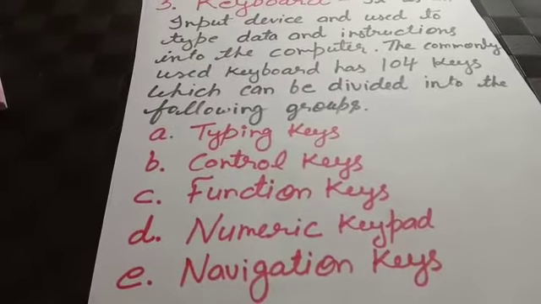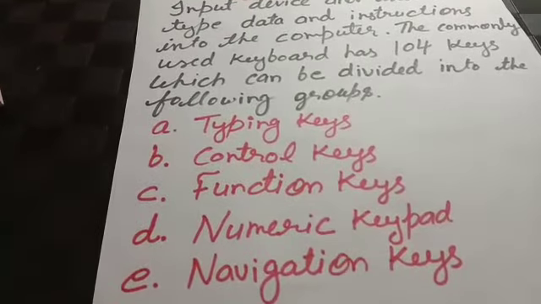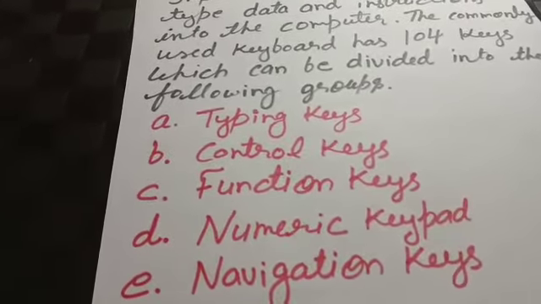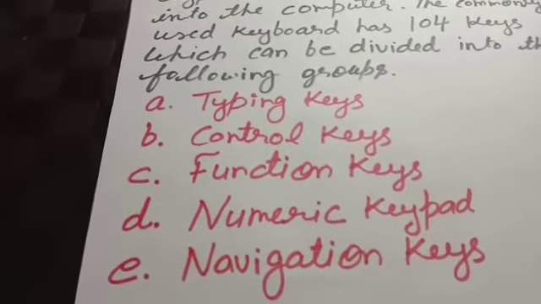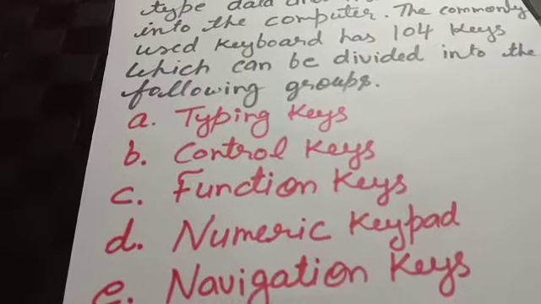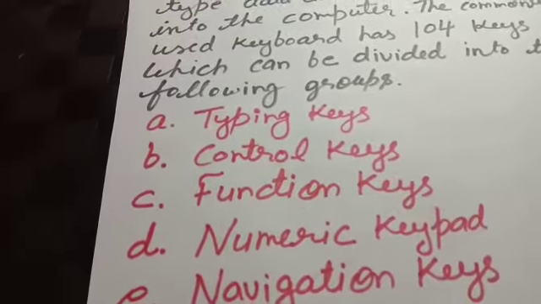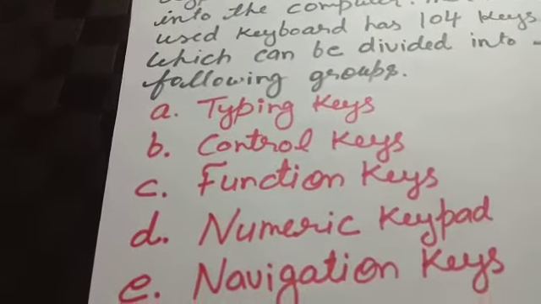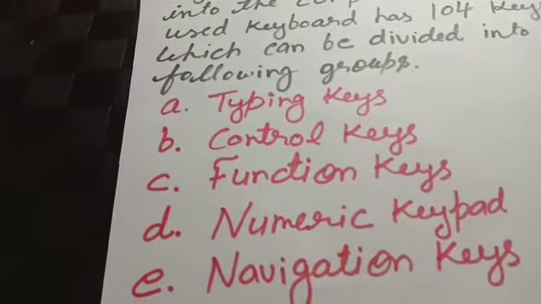Typing keys are those keys which have letters, numbers, punctuation and any other special symbol. Space bar, backspace and many other typing keys are there. Second is control keys. Have you seen CTRL written on the keyboard and ALT? These are control keys, like the escape key. Many control keys are there.